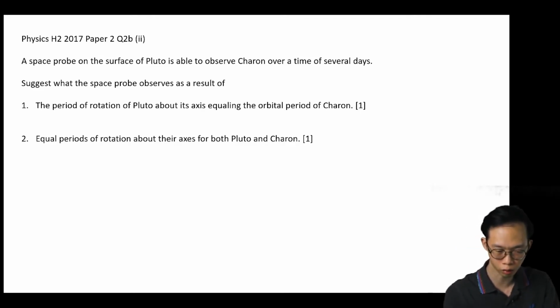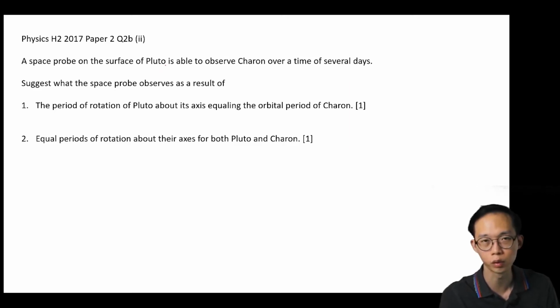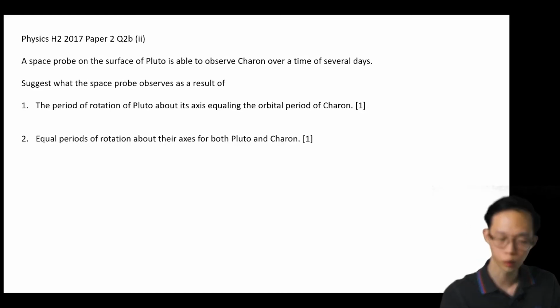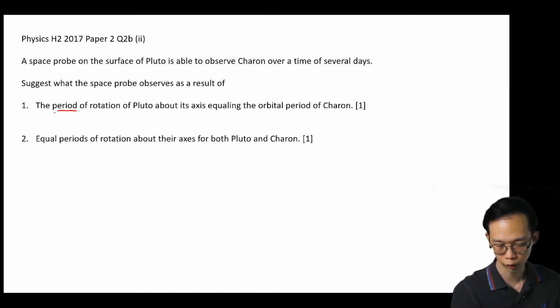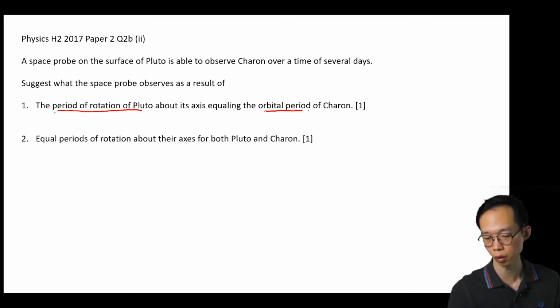The question goes like this. We have a space probe on the surface of the planet Pluto, looking at the moon, Charon, over a time of several days. The fact that Pluto is the planet and Charon is the moon was stated earlier in the question. The question wants us to suggest what the space probe observes as a result of, number one, the period of rotation of Pluto being equal to the orbital period of Charon.